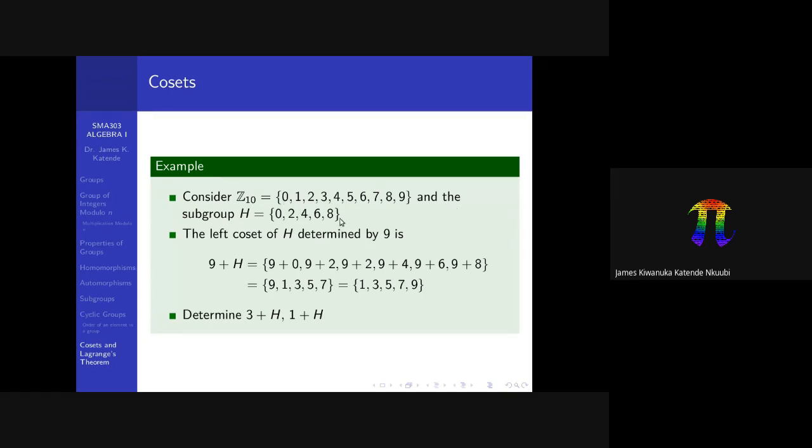So once you find the left cosets and you realize that their union is the whole group, then you don't need to look for any more cosets. You found all the distinct left cosets. Is that clear now? Yes, very clear. So the important thing is you need to pay very keen attention to everything. It will make things a bit easier for you.